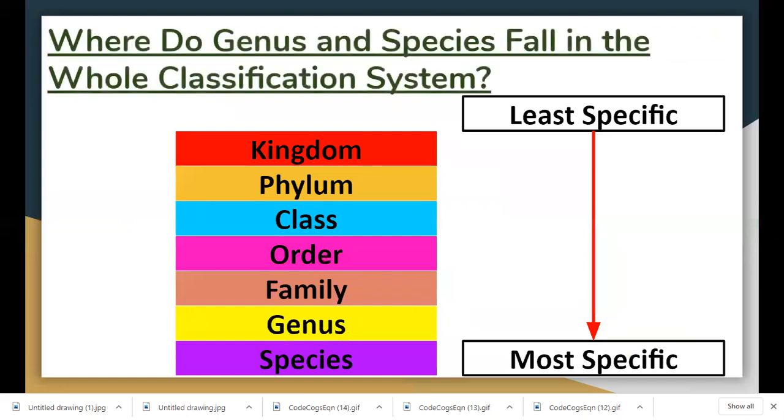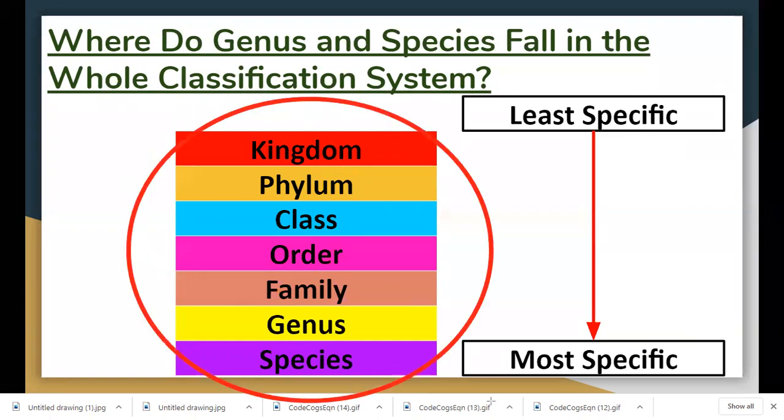Okay, where do genus and species, what does that say above me, fall in the whole classification system? So here's what you have to memorize. I will circle that for a moment. You need to memorize kingdom, phylum, class, order, family, genus, species. So kingdom, there's also a domain, which didn't show up on here, but we're going to talk about that one in a minute. Maybe it will click, we have to click on it. There it is. All right, so it's domain, kingdom, phylum, class, order, family, genus, species.